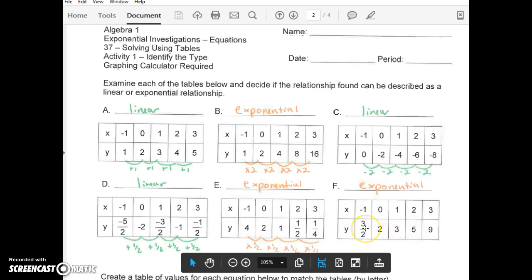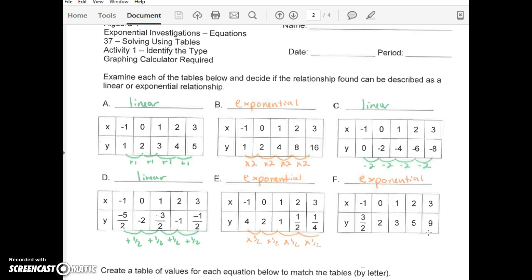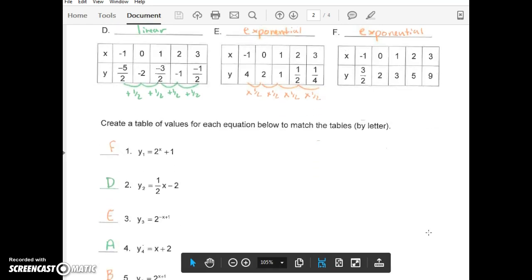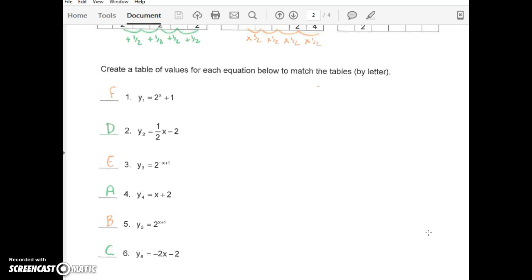However, going back to the linear relationship, if we're going to explore that, we would add 1/2, then 1, then 2, and then 4. That number that I'm adding every single time is doubling. And that leads me to believe that I've got an exponential relationship. So in the next part of the activity, we're taking those equations down here at the bottom, and we're trying to match them up with the tables up at the top.